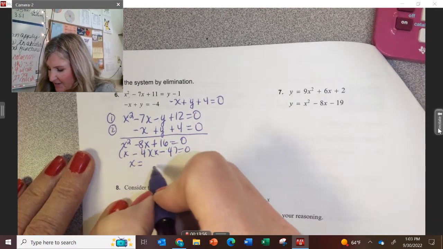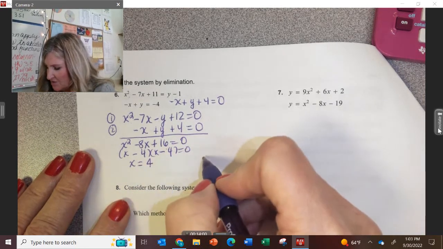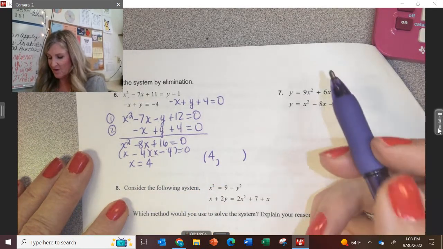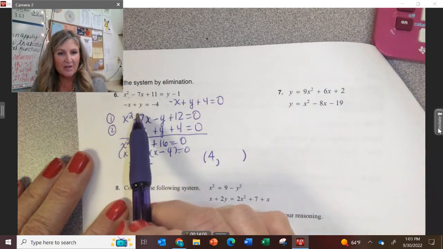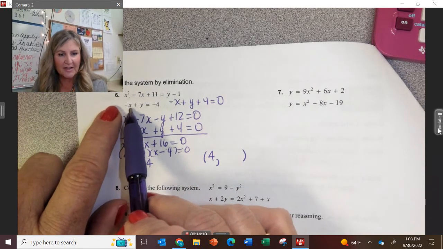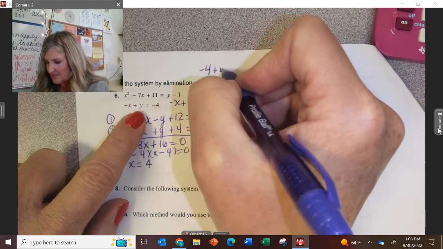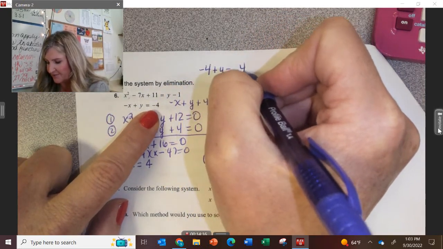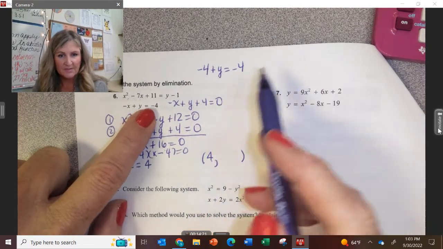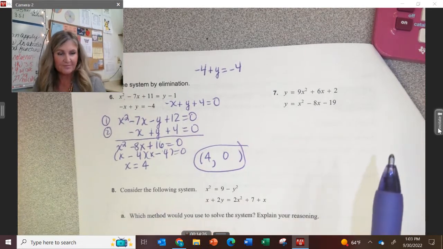So what is the only x value that's a solution then? 4. So I know 4 is a solution. I now need to find somewhere to plug in to find out what y is. So I'm just going to plug in right here. So I would have negative 4 plus y has to equal negative 4. And so what is y going to have to equal? 0. So that's the kind of thinking that we have to do.